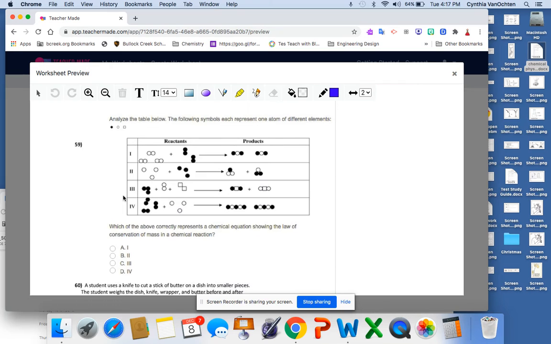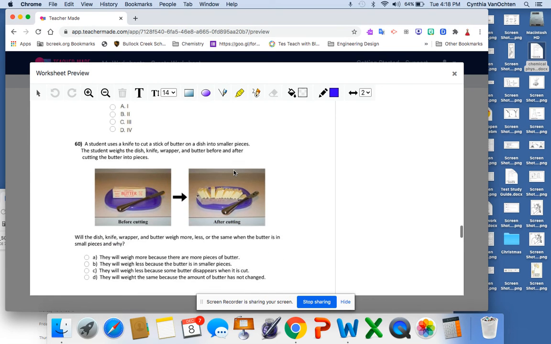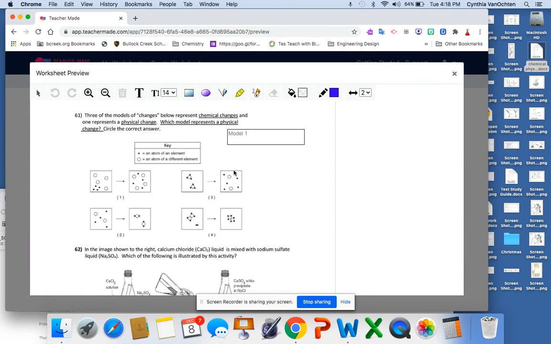Other parts of this assignment, I have models, and this one is asking you which one is the best model for conservation of mass to show that matter is not created or destroyed. Remember, these little symbols represent elements and compounds. So this is a molecular element. So is this. These are 2 different elements. And over here, we have a compound. We have 2 different types of elements that are chemically bonded or touching. So that's a compound.